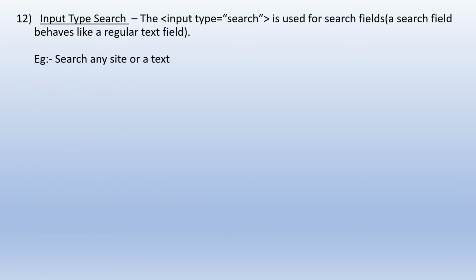Next type of input element is input type search. Input type search is used for search fields. A search field behaves like a regular text field. So what this actually says that if you want to search any text or any site, so for that purpose you are going to use input type search. So if you know in Google, you are always using this Google for searching anything. Okay. So similar way this is also working. Okay, so let us see how to search any site or text.